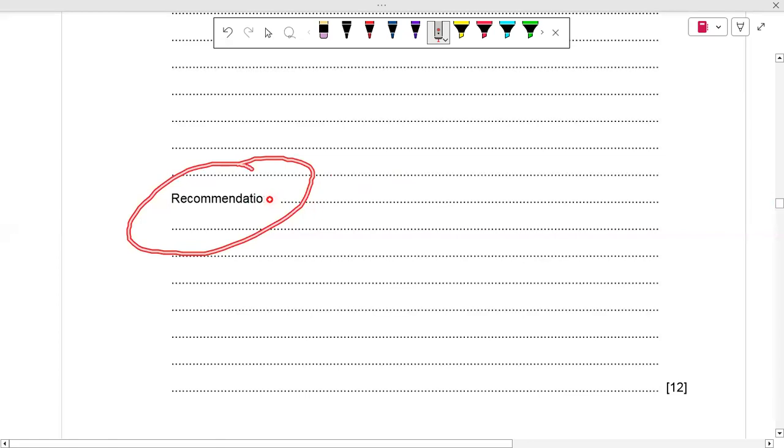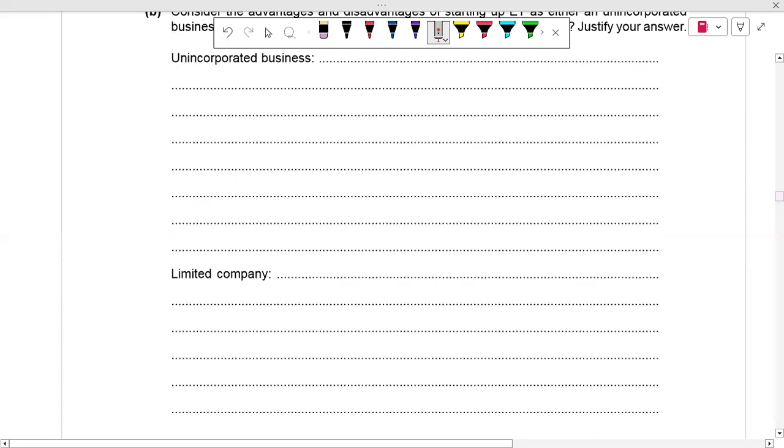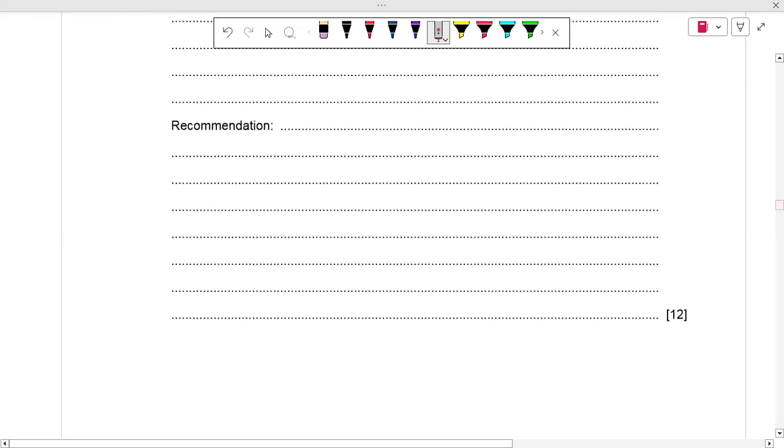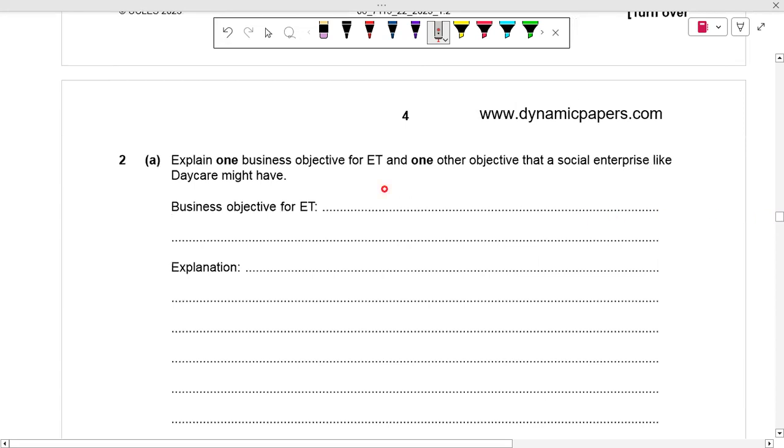It means that in this particular part we will say whether a limited company or an unincorporated business is beneficial for Zane and Zara. Okay, so which type of business structure should Zane and Zara choose? So we will try to justify our answer. It means that we will write some comments in support of our opinion. Okay, our recommendation. Okay, so after that we have question number 2.